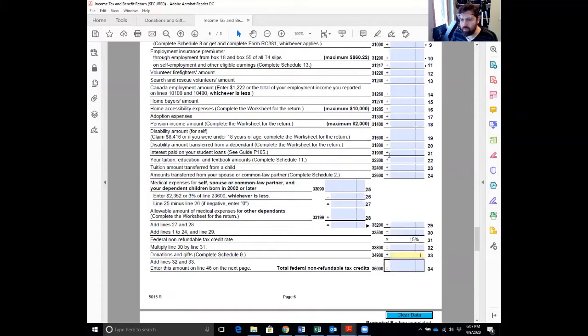Well, it's because the donations and gifts is treated a lot differently than just calculating an amount and then multiplying it by 15%. The other thing about donations and gifts is that unused donations can be carried forward as a tax credit into future years.